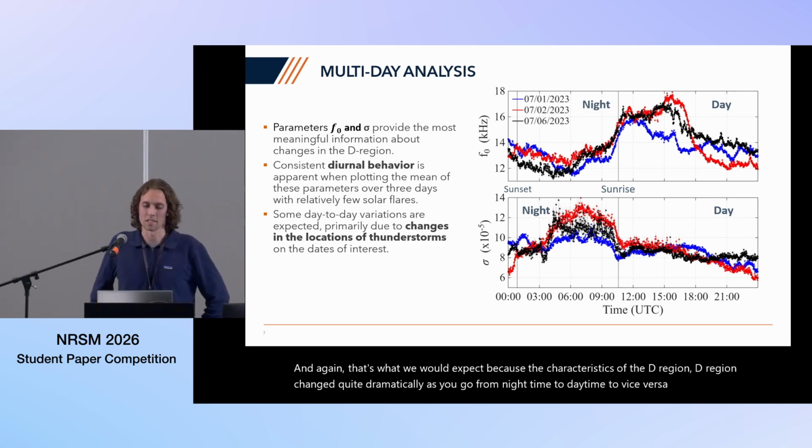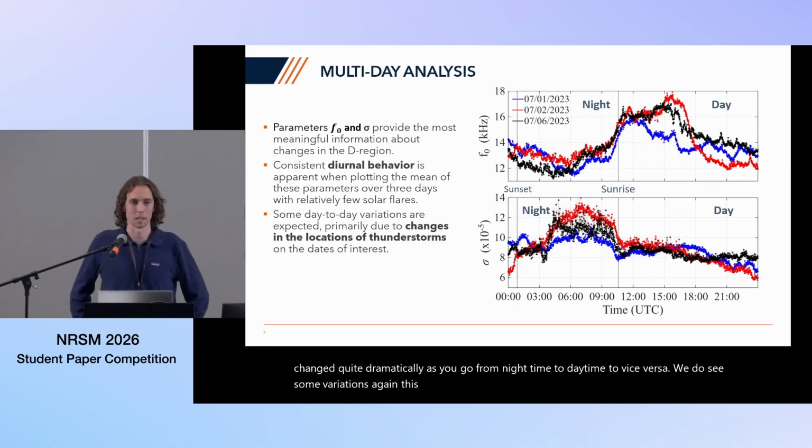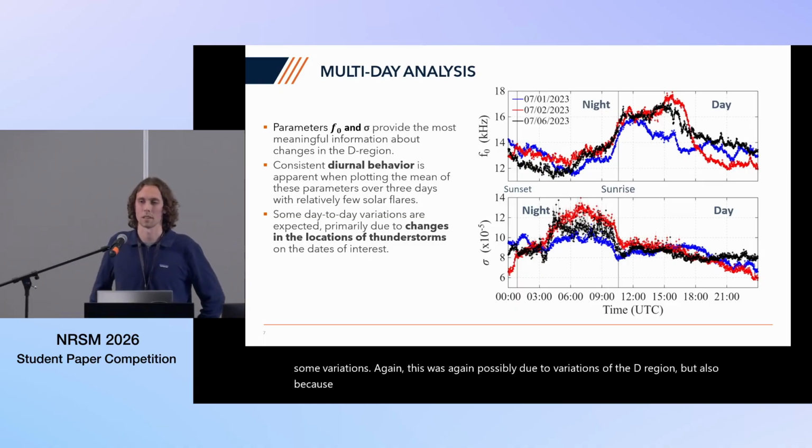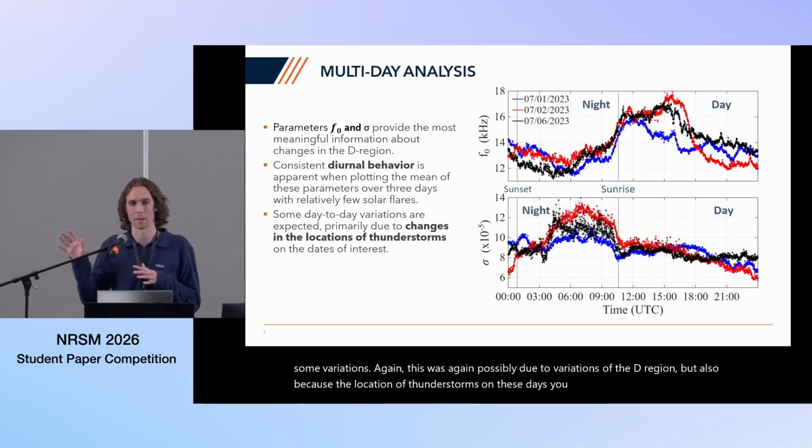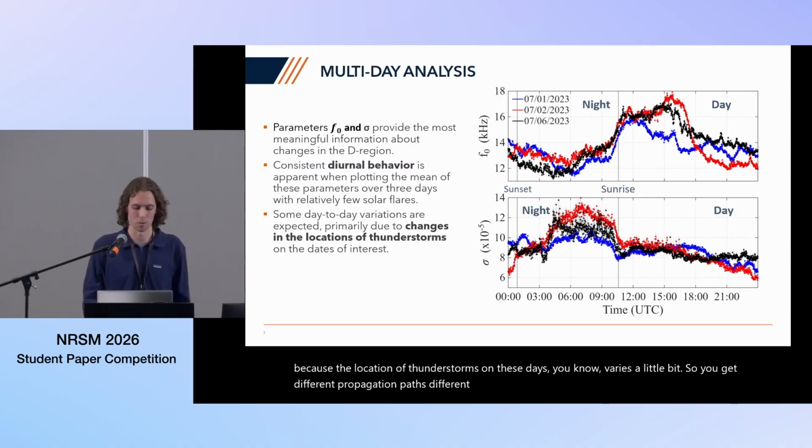We do see some variations again. This is again possibly due to variations in the D region, but also because the location of thunderstorms on these days varies a little bit, so you get different propagation paths, different averages, and so on and so forth.